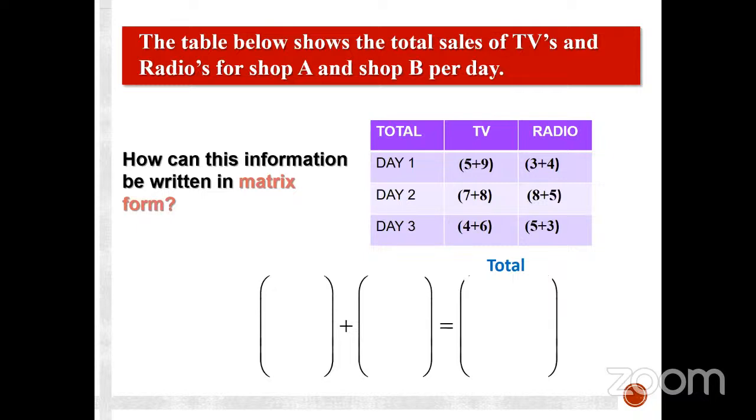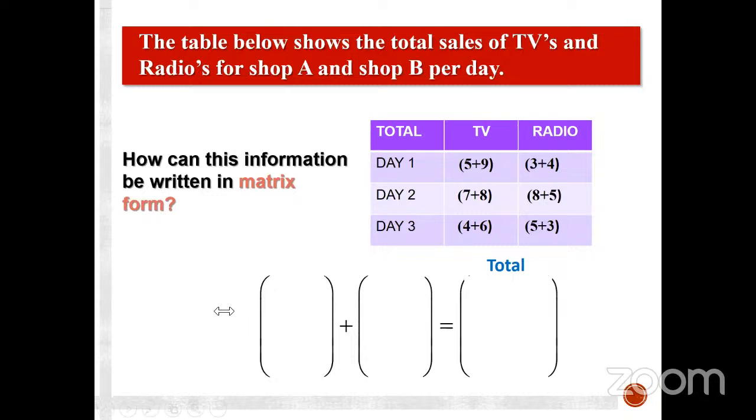So let's see, the first matrix. What information do you think the first matrix represents? Days. You sure, the days? Because we have 3 days. Gabby says we have TV. Jaden says the number of sales for TV and radio.